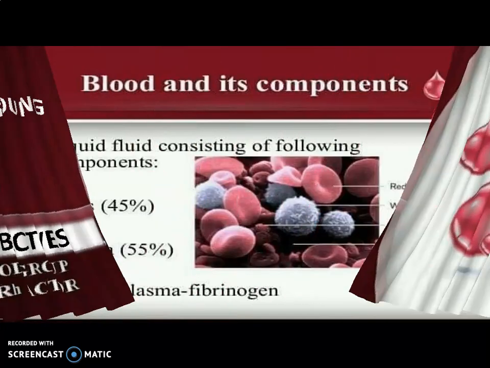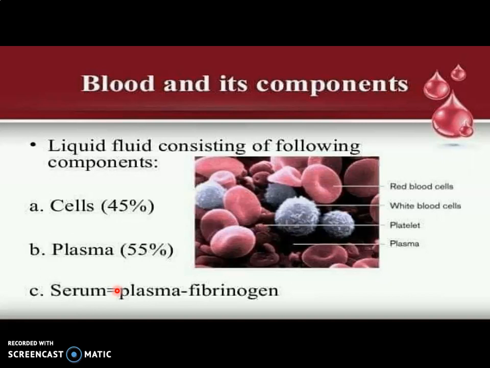The first thing we should be talking about is the blood and its components. What are the components of the blood? We know that blood itself is a liquid fluid that consists of many components. The blood is made up of 55% of plasma and 45% of blood cells. We know the blood cells: we have the red blood cell that is biconcave in shape, we have the white blood cell, we have the platelets, and we have the plasma. The plasma is 55% of the blood.